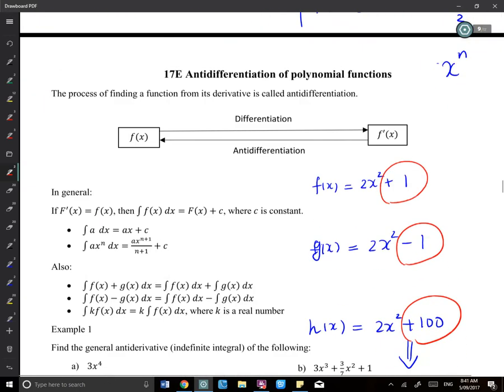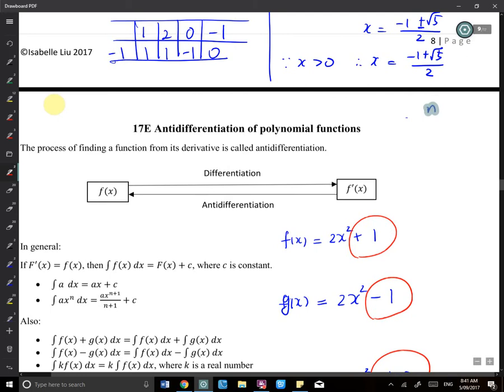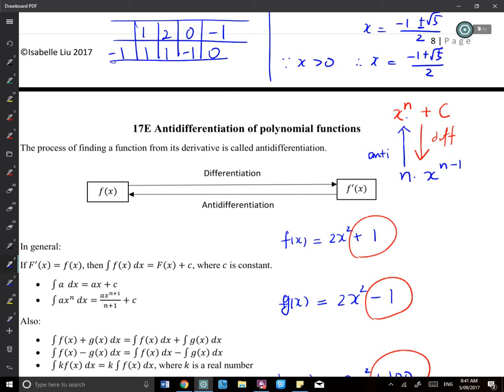So x to the power of n plus c, if you differentiate that, what you get is n times x to the power of n minus 1. Then when you anti-differentiate that back, there's a plus c, but you don't know what that c value is. This c can be 1, can be 2, can be 3, can be 100.